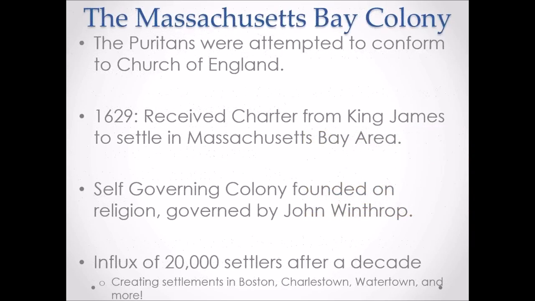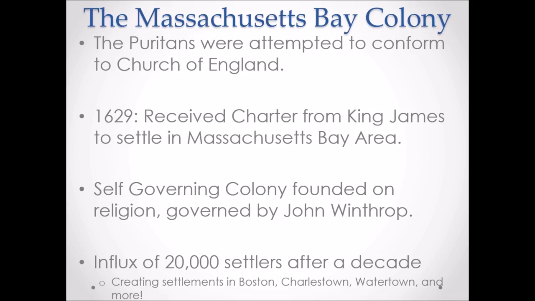So roughly 10 years later, in 1629, you have another group of religious people known as the Puritans, who are ultimately going to receive a charter from King James to settle in the Massachusetts Bay area, which I had just shown you on the map. They were being pushed into conforming to the Church of England, and they didn't really want that. So they set off and created their own religious society here in Massachusetts, founded on these religious principles.